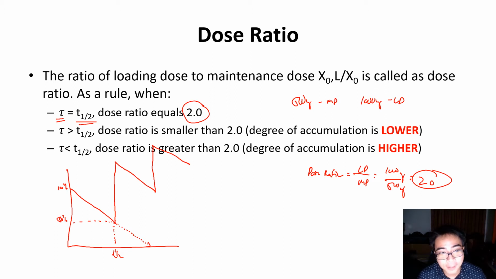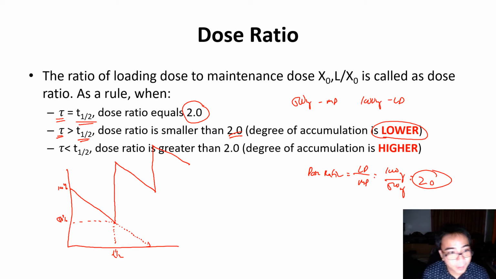Now, class, if the dose ratio is smaller than 2, oftentimes, nangyayari ito if your dosing interval is greater than your half-life. Okay? Then the degree of accumulation would be lower. Okay? It's not going to accumulate that well.